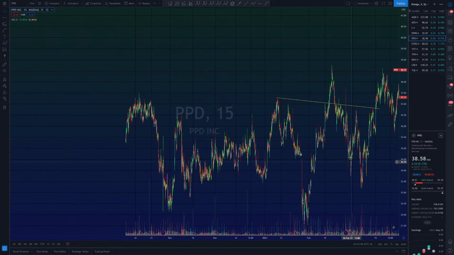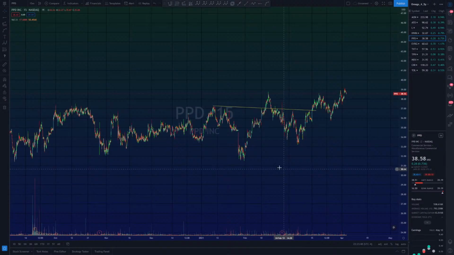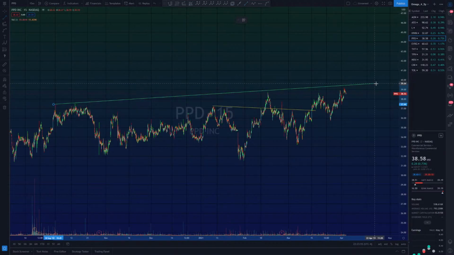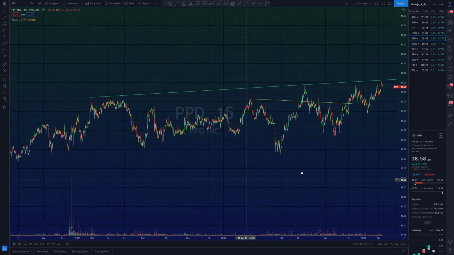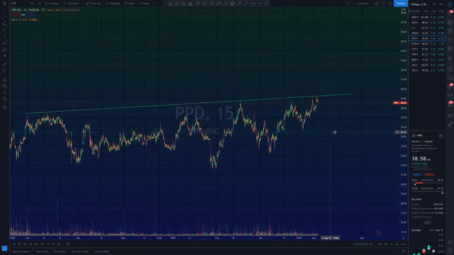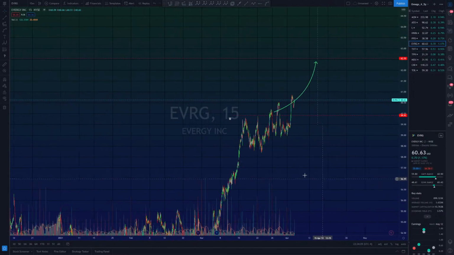PPD, PPD's kind of like in this flat channel up. I don't love this one like some of these others. If it can break this top here, it is kind of a cup. It's a weak cup. I'm not going to spend a whole lot of time on this one. Nothing that's jumping out at me.